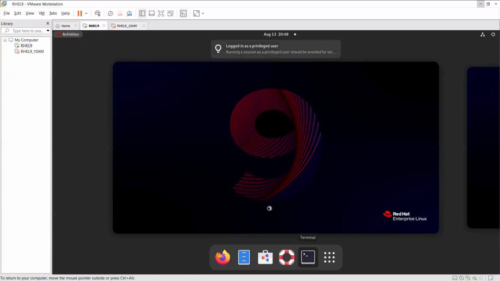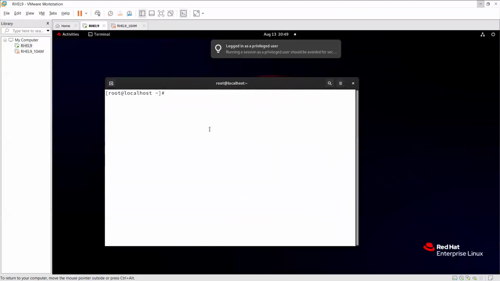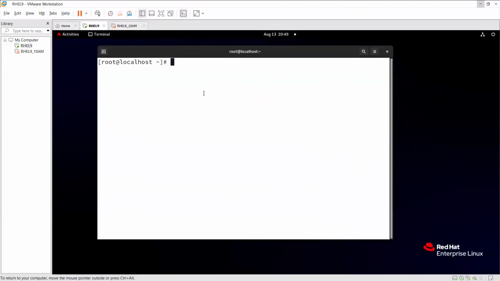For example, how do you know your current run level? If I run systemctl get-default, then the current run level is graphical target. That's why after rebooting, the OS comes directly to graphical target, the graphical user interface. In case your target is multi-user, the OS will come up with multi-user, meaning the command line interface.